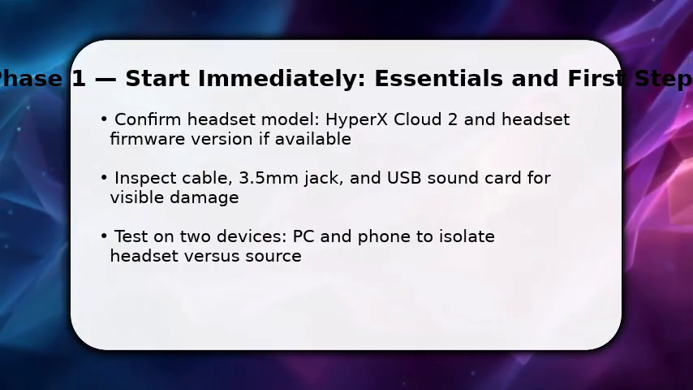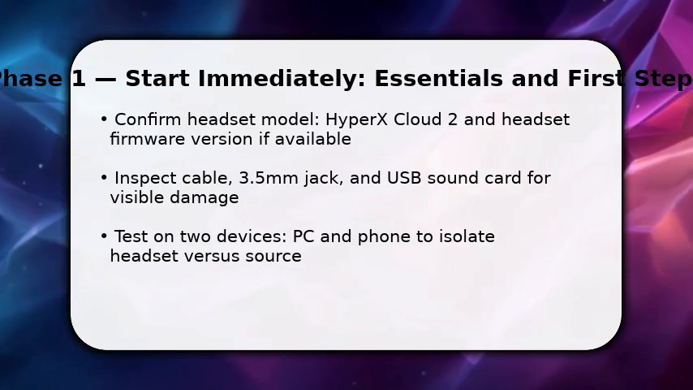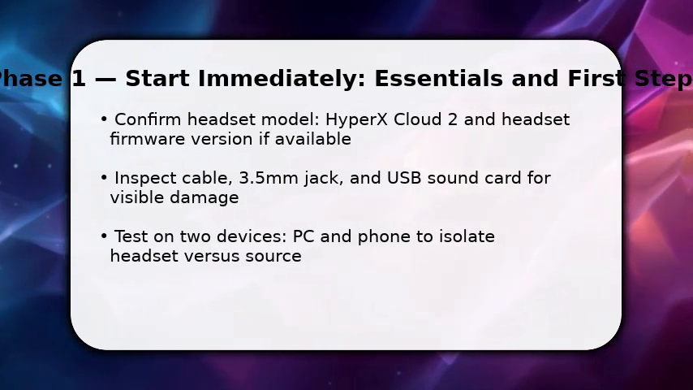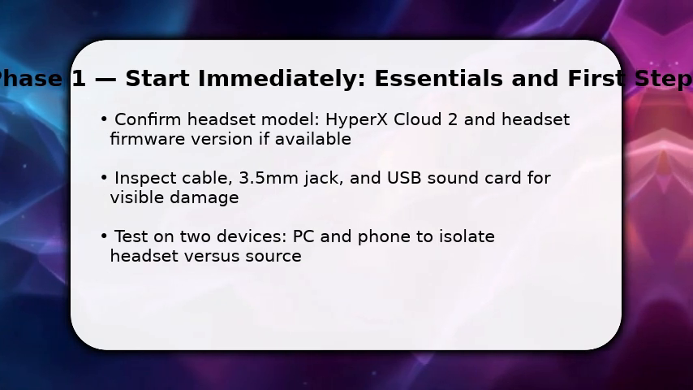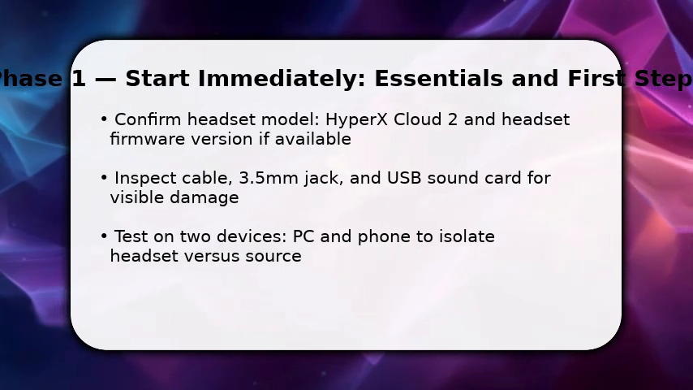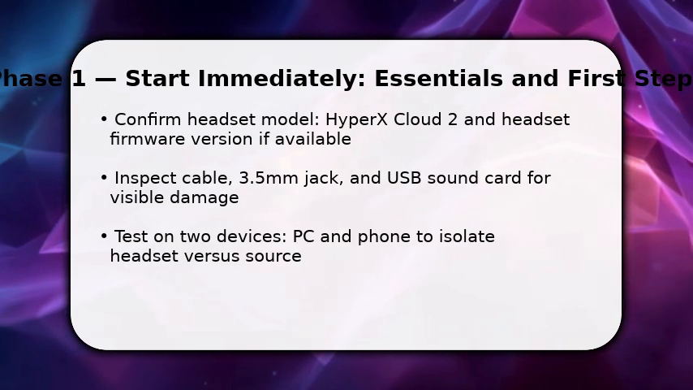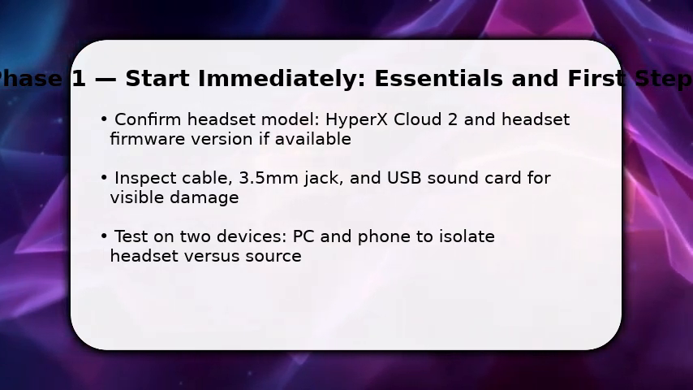You start by verifying the exact HyperX Cloud 2 model and doing quick hardware isolation. First, plug the headset into a phone. This tells you if the headset or PC is at fault. Once done, inspect the braided cable and 3.5 mm plug for bends or frays. Damaged wires cause intermittent sound.